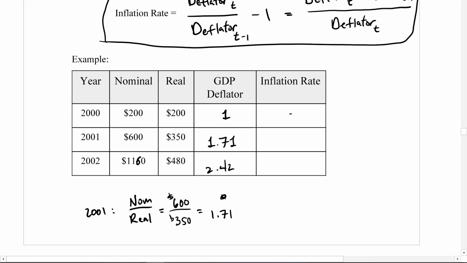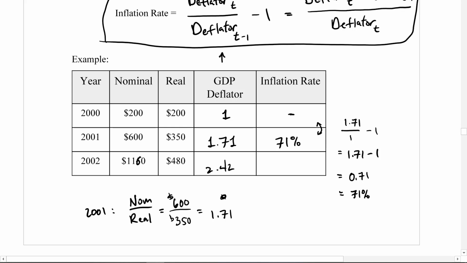Okay, and so next we're calculating the inflation rate. We don't do it for the base year because we have nothing to compare it to. We have to have a difference in time in order to calculate inflation. So if we're looking at the annual inflation between 2000 and 2001, we take 1.71 over 1 minus 1, and that's our first formula up here. So 1.71 over 1 is just equal to 1.71, minus 1 is equal to 0.71. So the inflation rate during this 1 year period was 0.71 or 71%.